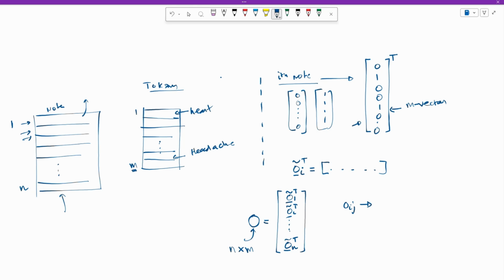Which word? That's what I'm asking. No, that's the element in the Oijth position in the matrix. I agree, but in terms of reports and tokens, right? If you were to write a sentence about what this stands for, what would that be? It's essentially ith token jth report or jth token ith report. So which one is it?